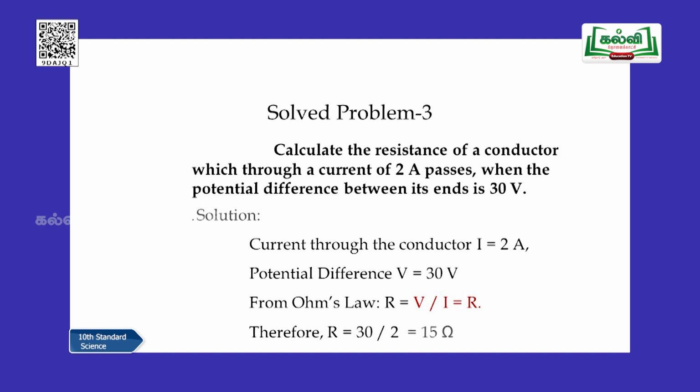Now we know the formula for resistance. Resistance R is equal to V by I. Now we have to substitute the values. 30 by 2 which is equal to 15 ohm.